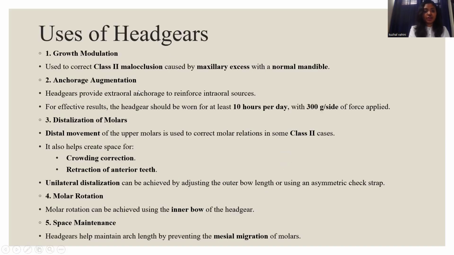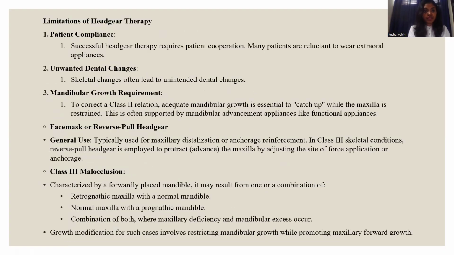These are the uses: growth modulation, anchorage augmentation, distalization of molars, molar rotation correction, and then space maintenance. By activation, by correcting the inner bow, we can create molar rotation. So again, it's a long topic in detail, but I'll just brush up quickly. Space maintenance: headgear helps maintain the arch length by preventing mesial migration of the molars. The limitations of headgear therapy are patient compliance, unwanted or unintended dental changes, and then mandibular growth requirements, that is class 2 conditions, especially with prognathic maxilla.